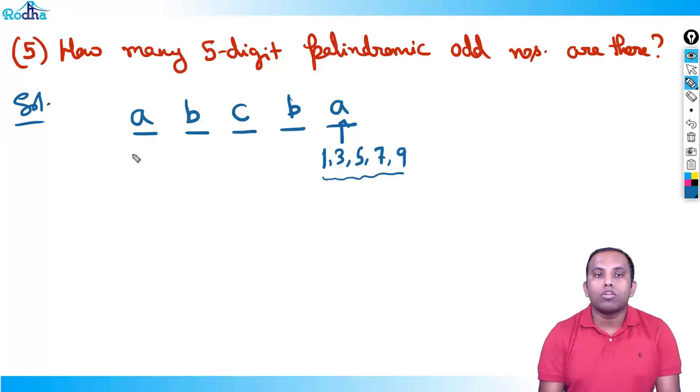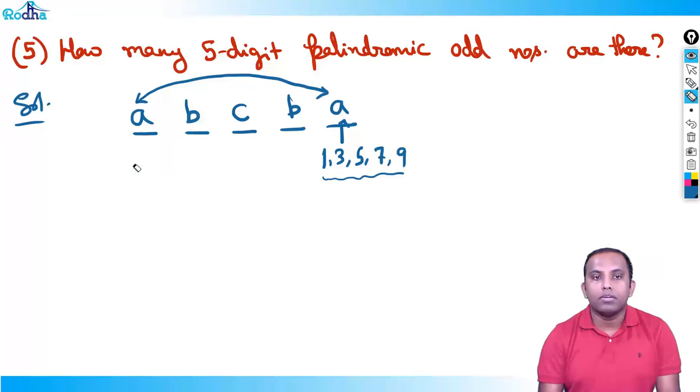So for the first place also we have 5 options. And if for the first place 5 options, so automatically the last place also 5 options because both are same. So if we fix the first place, the last place is also fixed. Now for the second place, this B can be anything, right? B can have any options from 0 to 9.